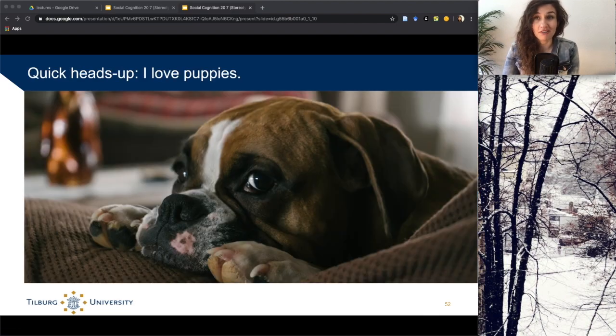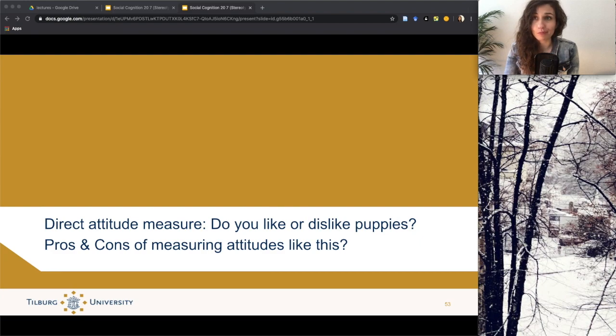To demonstrate why it might be a measurement problem, let me briefly point out to you that I really, really like dogs. I wish I had a dog, and I'm this close to buying a puppy. Now, knowing that, imagine that you were in class with me, sitting in front of me, and I asked you, do you like or dislike dogs? And you're supposed to answer that question to me.